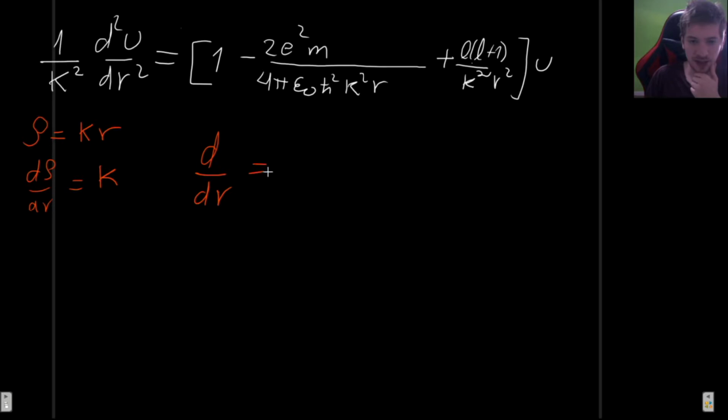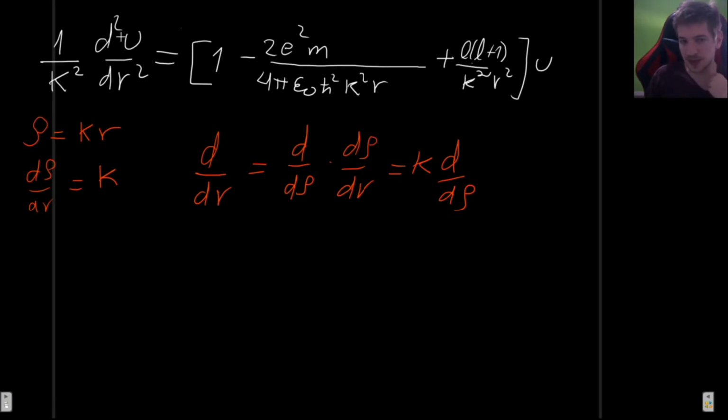So d by dr is just going to be d by d rho times d rho dr. And what is d rho dr? Well, it's just k. So this is just going to be k times d by d rho. And if we take the second derivative, it's just going to be k squared. So when we apply this here, let me change color, we're going to get k squared d squared u d rho squared divided by k squared. So this will actually cancel out, which is amazing because that's going to make notation much cleaner.